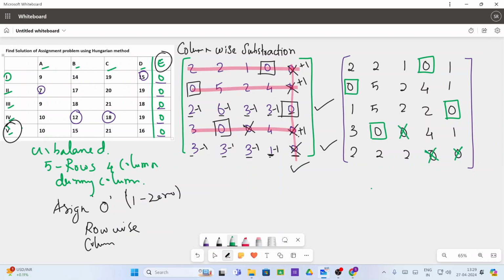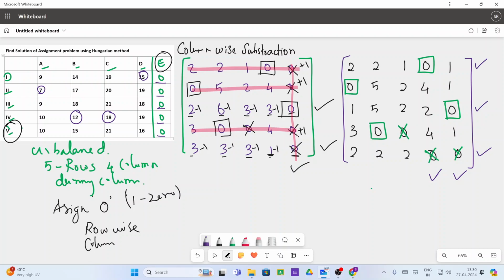Okay, so now how many assignments we have? We have only four assignments. So this again is not satisfied, so again you have to repeat the same step. Check which row doesn't have any assignment. So this row doesn't have any assignment, and these are the two columns which don't have any assignments. In this you have an assignment here, and in this you have an assignment.